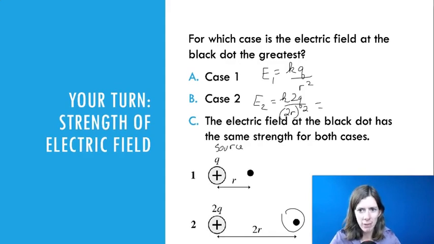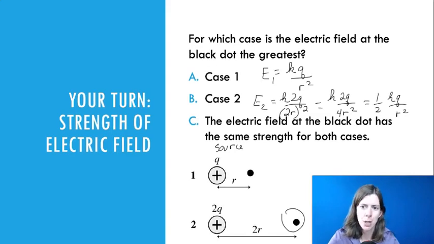Let's go ahead and simplify and see what happens. K, 2q over, both the 2 and the r get squared, so 4r squared. We've got 2 over 4, which is 1/2. We can bring that to the front: 1/2 times kq over r squared. So all we did is plug in the values for r and q that we knew, and we saw what happened. For case 2, we have half of the field that we had for case 1. So the greater field is going to be for case 1.